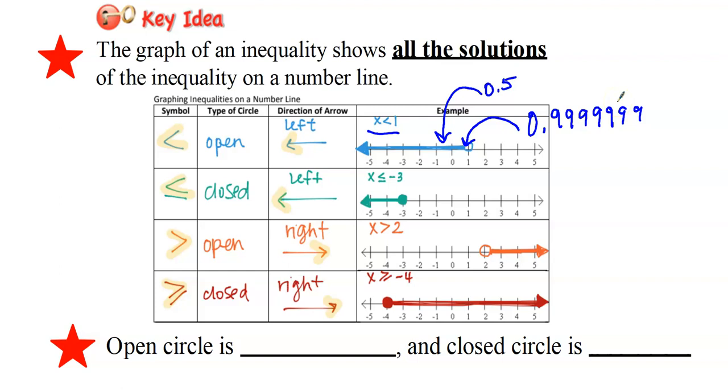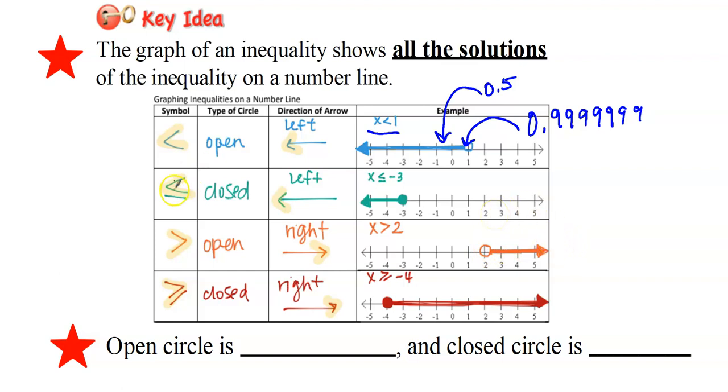So a less than symbol doesn't include the number, so the circle is open. The greater than symbol right here also doesn't include the number, so the circle is open. So this has an open circle at 1, and it's all of the numbers to the left. Notice for x is greater than 2, I do an open circle at 2, and it goes to the right because I'm choosing all of the numbers that are greater than 2. So all of these numbers make that true.